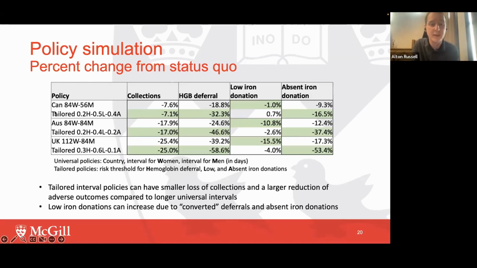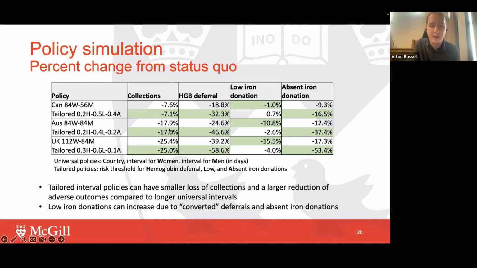Basically, for each of the alternative policies from another country, we can find a tailored policy defined by 3 thresholds. So this one that we paired with Canada has a 20% maximum allowable risk for hemoglobin deferrals, 50% limit for low iron donations, and 40% limit for absent iron donations. And we see that we get a smaller drop in collections versus the status quo US policy, and a much bigger drop in hemoglobin deferrals and in absent iron donations, but actually a slight increase in low iron donations, which is due to that mechanism I was talking about before.